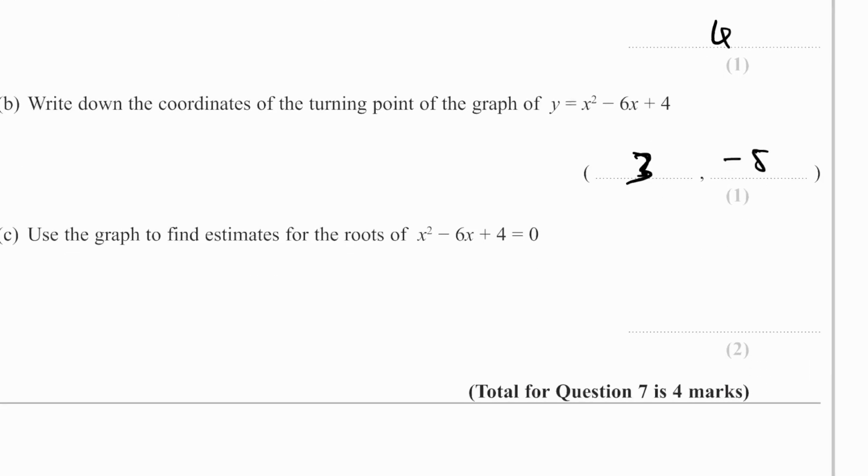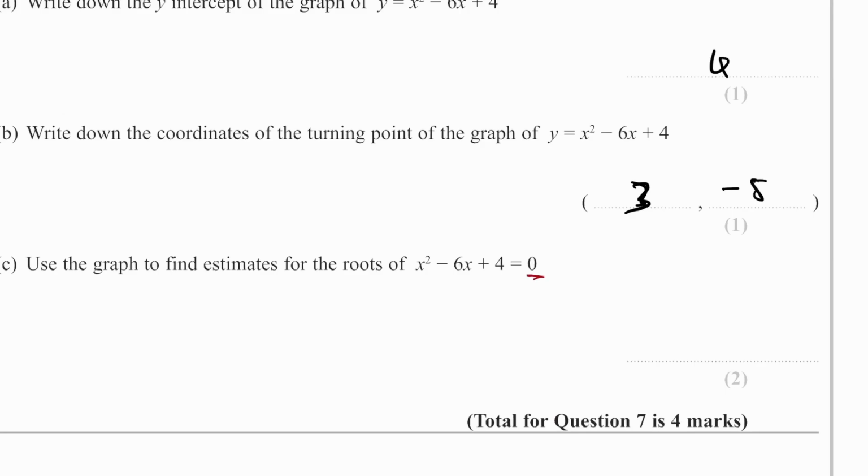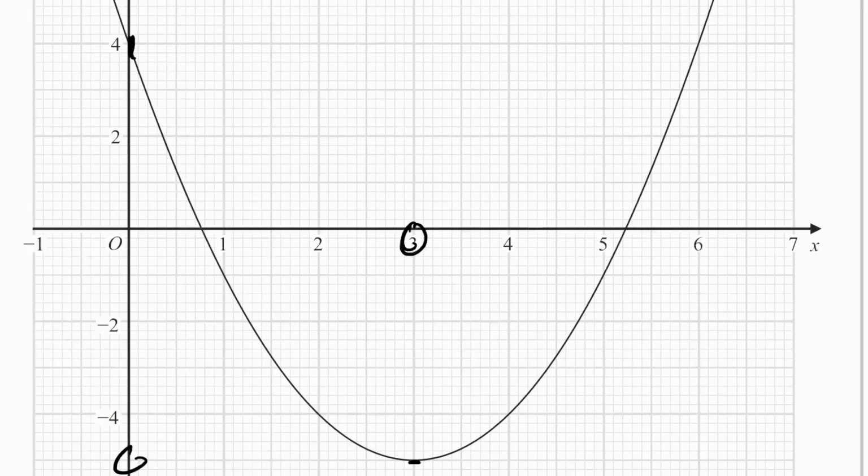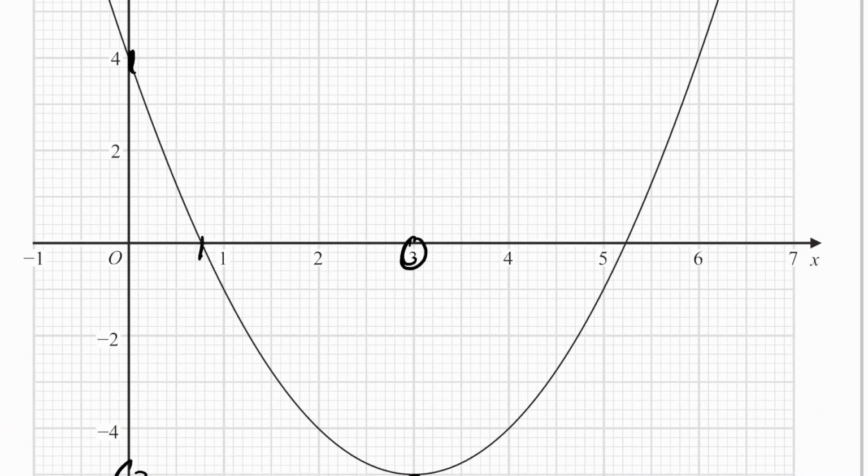And the last one then, use the graph to find estimates for the roots of x squared minus 6x plus 4 equals 0. So when we find the roots of an equation, essentially you set it equal to 0 and find what x equals when y equals 0, basically. So when y equals 0, you can see it crosses the x-axis. That's basically what the roots are. And so you can read this off of the graph. Feel free to zoom in and read it for yourself.